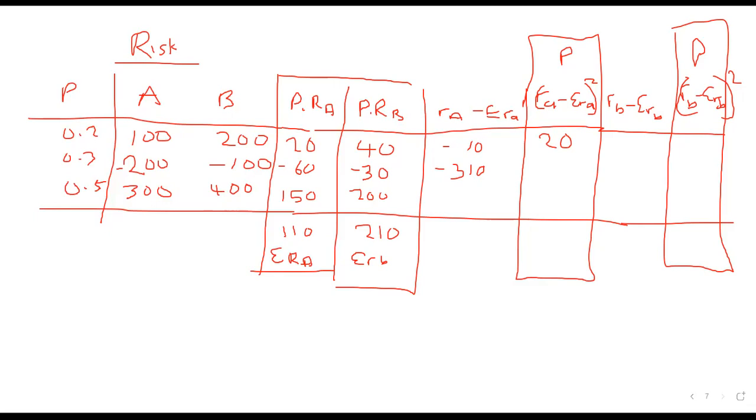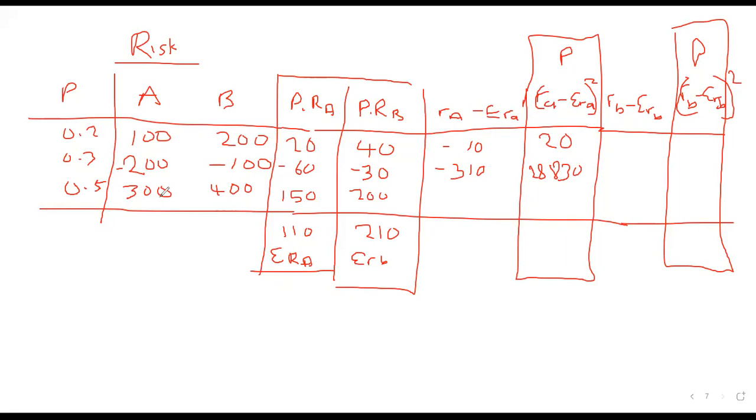What do we get? 28,830, right? Is that what you get? Confirm the calculation. 310 squared, we get 96,100 times 0.3, 28,830.